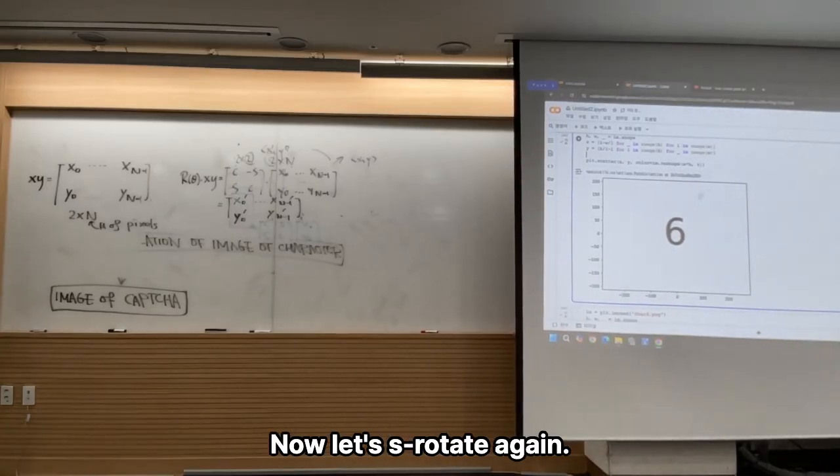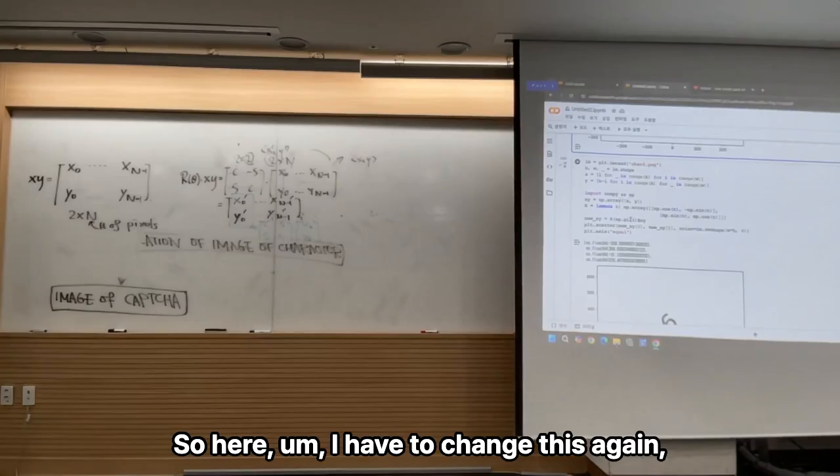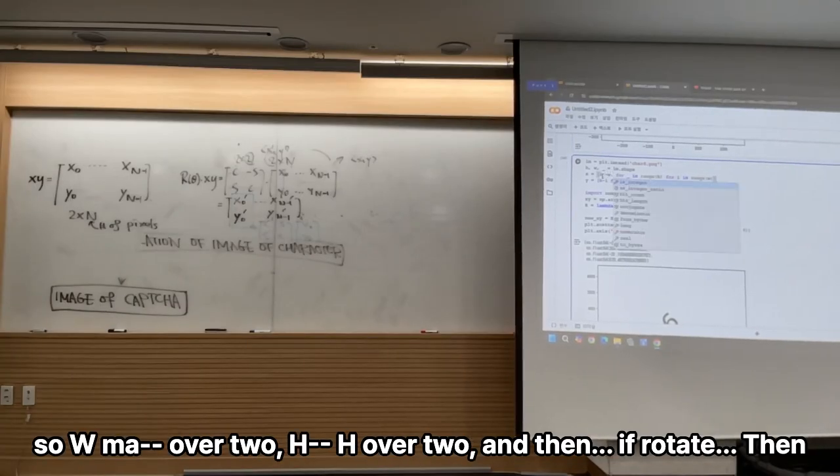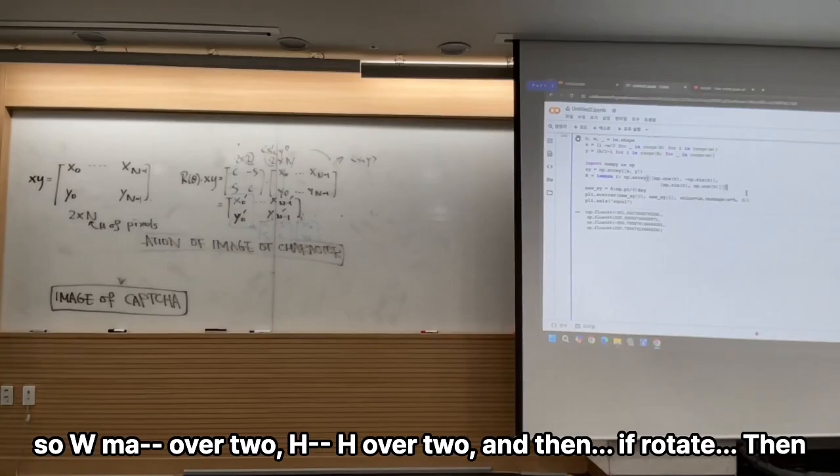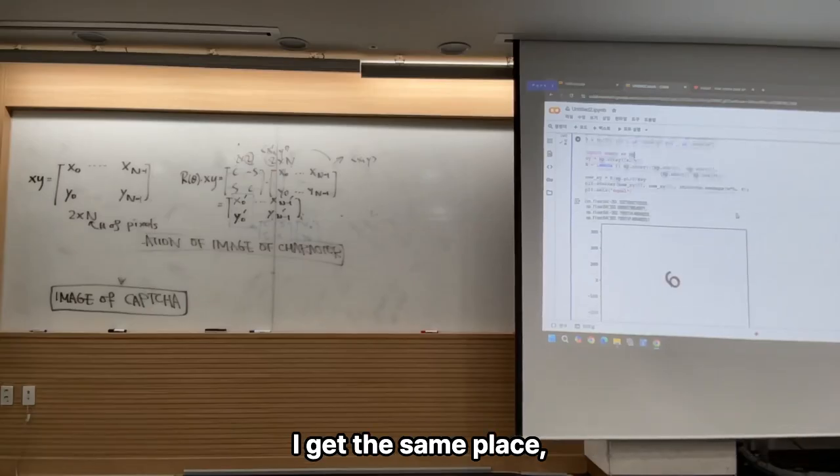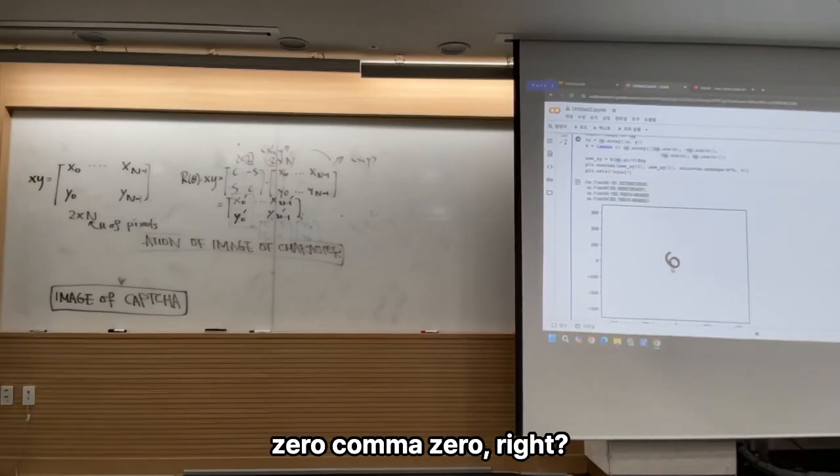Now let's rotate again. So here, I have to change this again. So W over 2, H over 2. And then if I rotate, then I get the same place, 0, 0, right?